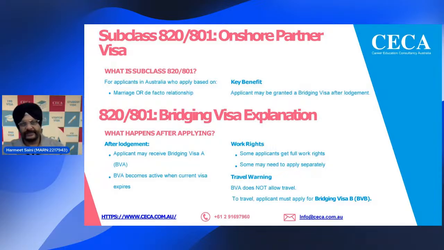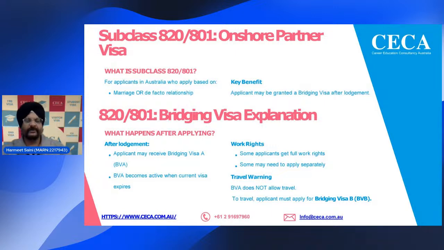You are in a relationship with an Australian resident or Australian citizen. You get full work rights on this visa, especially if a bridging visa is granted to you after your previous substantive visa. If any substantive visa was granted to you before the partner visa application, then you will get Bridging A. Otherwise, it depends upon your circumstances.